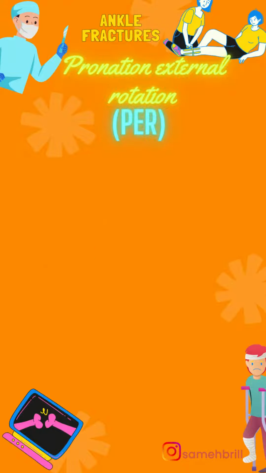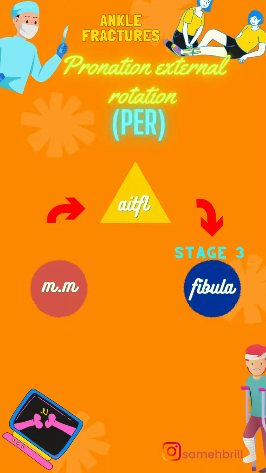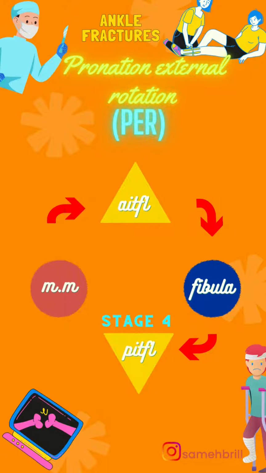Moving on to the PER injuries, the starting point will be the medial malleolus in stage 1. Then, in stage 2, the anterior inferior tibiofibular ligament is affected. In stage 3, the fibula will suffer a high fracture. And finally, in stage 4, the posterior inferior tibiofibular ligament is injured.